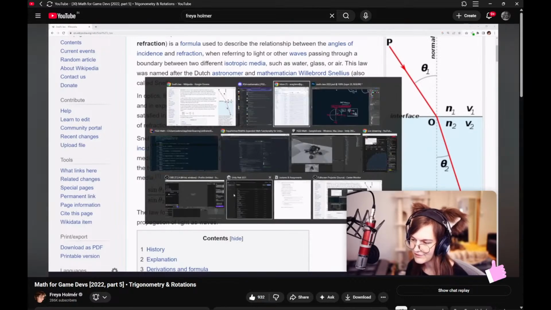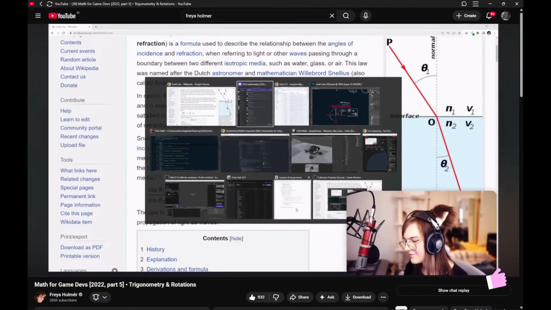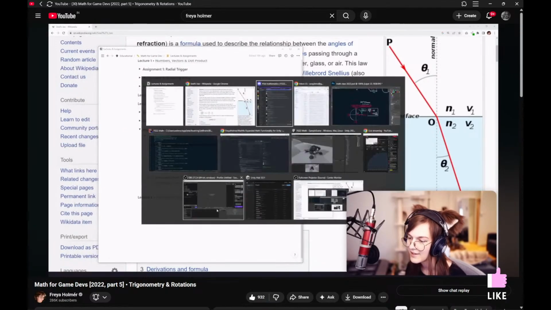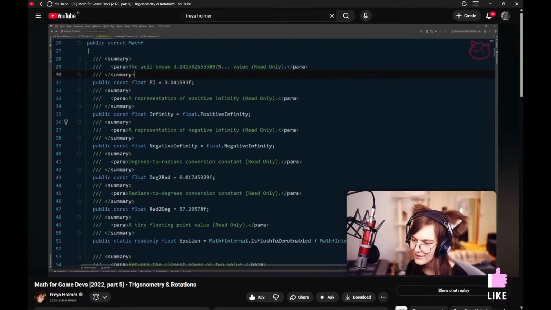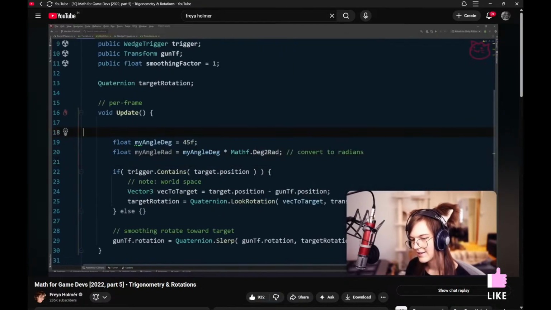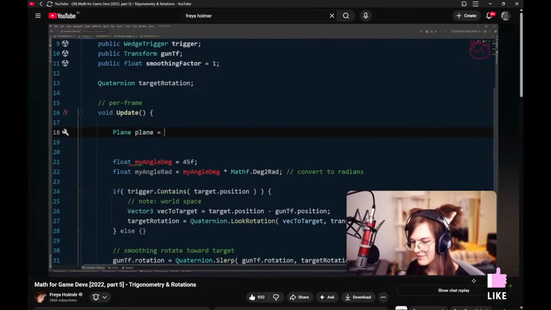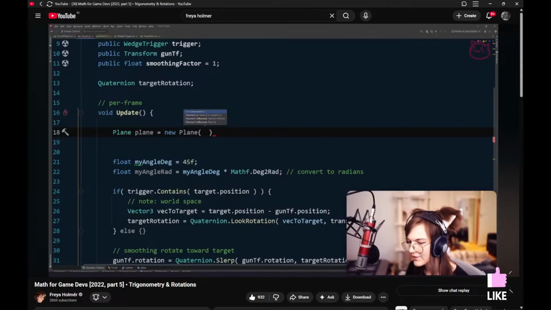You can write that formula and then solve it by hand, which is a little bit messy. I had that in my math library. In Unity, you can also do it using a construct called a plane, which is really useful. So you can do new plane, and then you give it a normal and a point.